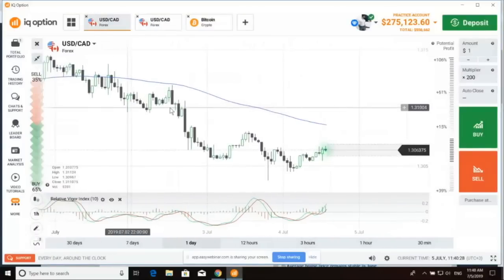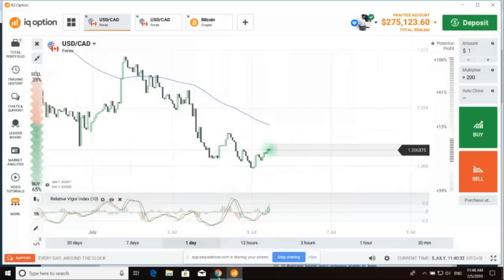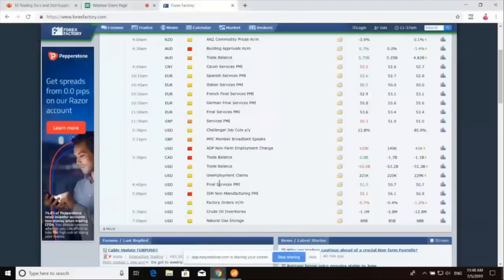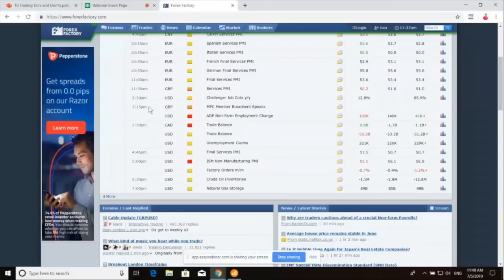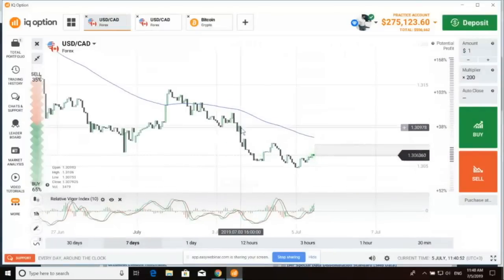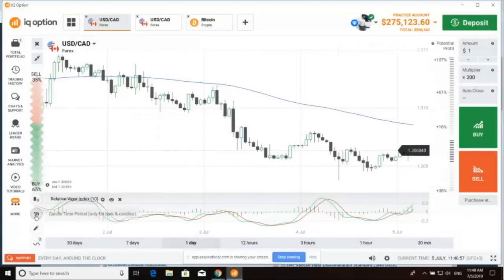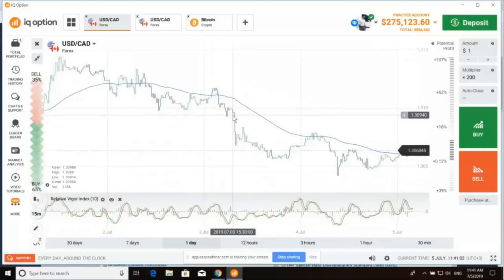I'm going to dollar Canadian because obviously this is a dollar pair and the NFP is going to affect the USD, right? Let's check the time again. That was July 3rd, at 3:15 p.m., right? Again, this is GMT plus 3. If you're going to check this from your side, please apply everything to your own time zone. So we have July 3rd, 15:15. Let's put 15-minute candles to get a better view.